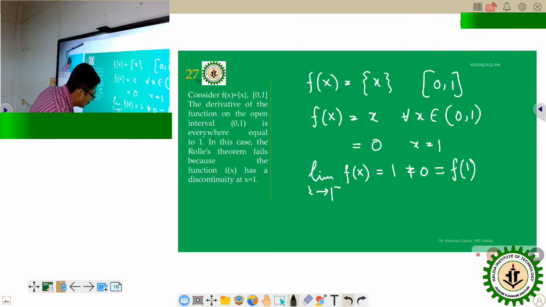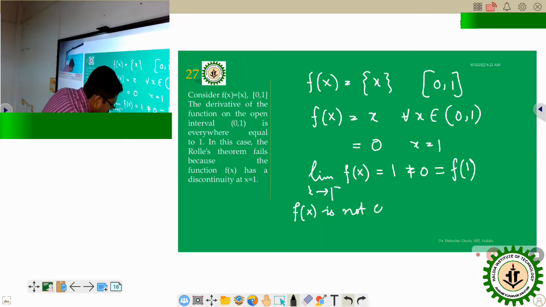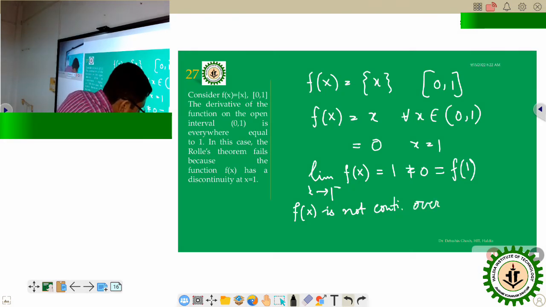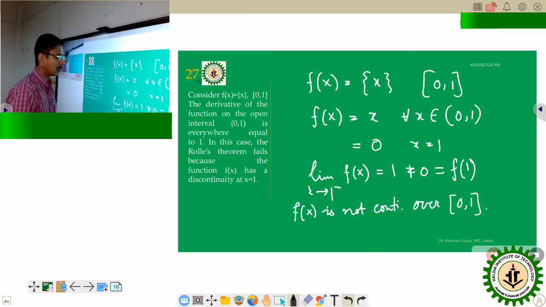f of x is not continuous over the interval 0 and 1. And since it is not continuous, it is not satisfying Rolle's theorem. So we can claim that the function doesn't have any point in between at which the tangent will be parallel to the x-axis. Next we discuss f of x equals mod x.